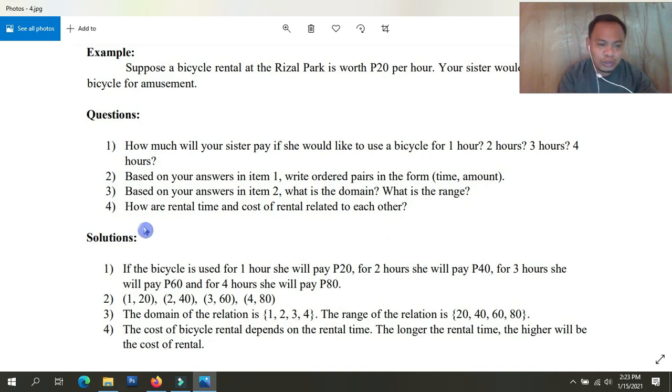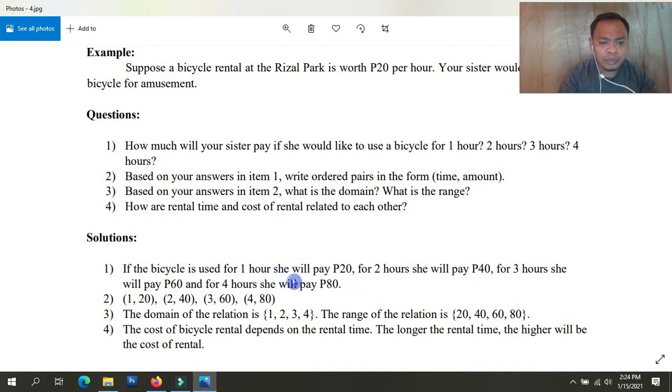Okay, so our solutions, we have this one. If the bicycle is used for 1 hour, she will pay 20 pesos. Kasi 20 pesos per hour. So, if mag-rent ka ng 2 hours, ibig sabihin, 40, kasi 20 pesos per hour. So, 2 oras, 20 plus 20, that's 40. Okay, then for 3 hours, she will pay 60 pesos, kasi 20 plus 20 plus 20, kasi 3 hours. And for 4 hours, she will pay 80 pesos. So, that's the answer of our question number 1.